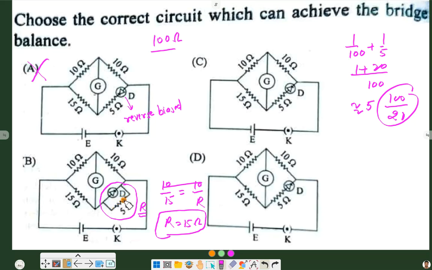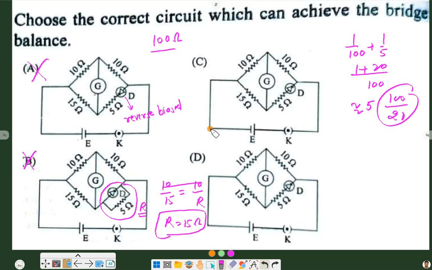Considering 5 ohm is the lowest, the parallel resistance cannot go beyond 5, and to balance the bridge we require a final resistance equal to 15 ohm. So this circuit cannot balance because the diode and 5 ohm resistance cannot provide 15 ohm resistance in parallel.